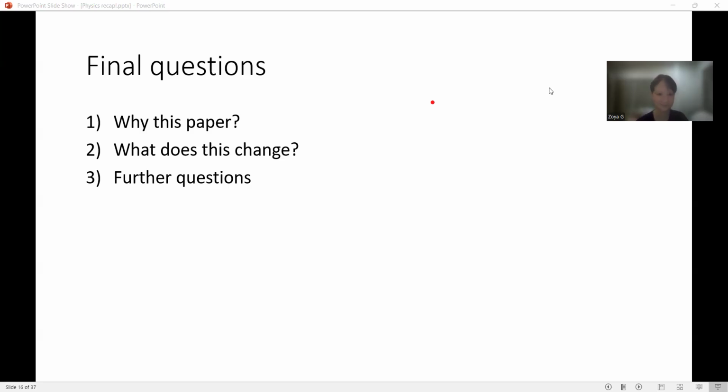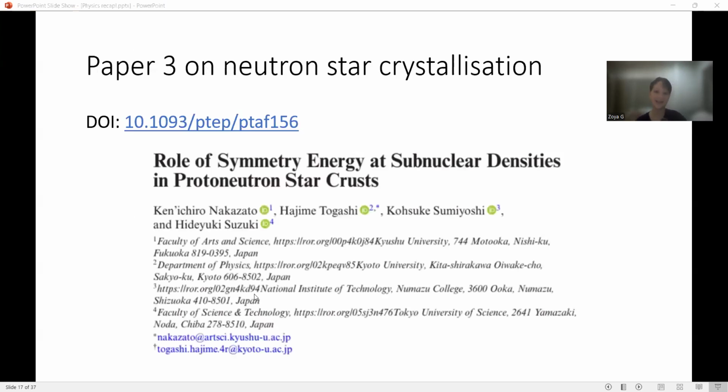Okay. This is like pesky dot. Oh, okay. All right. Paper 3 on neutron star crystallization. Role of symmetry energy at subnuclear densities in proto-neutron star crusts. And I just realized that I didn't read the previous paper's title. I am so sorry. Yeah.